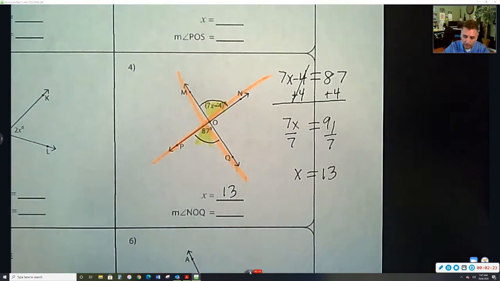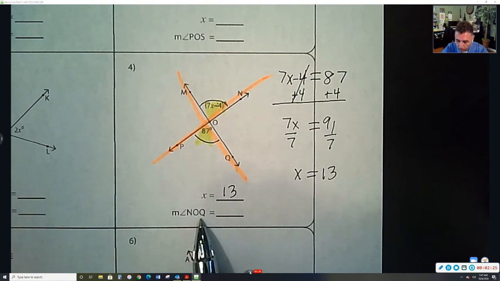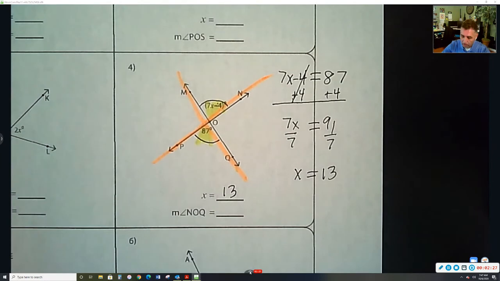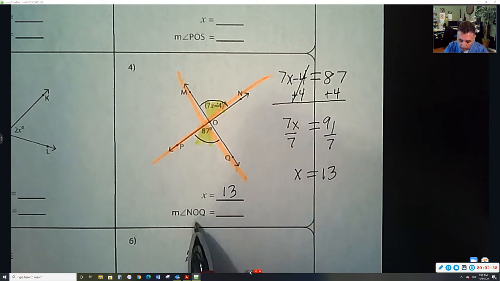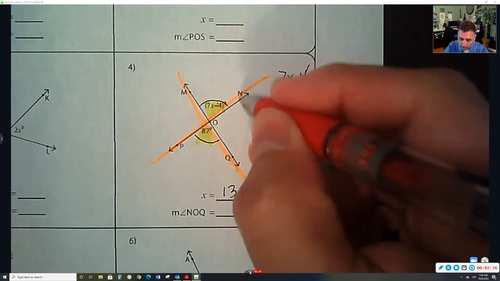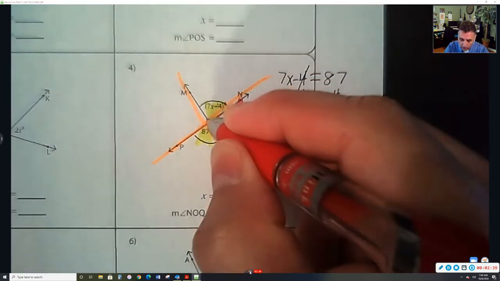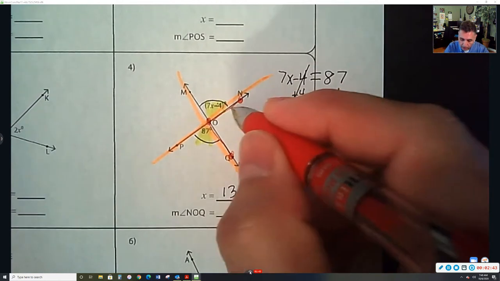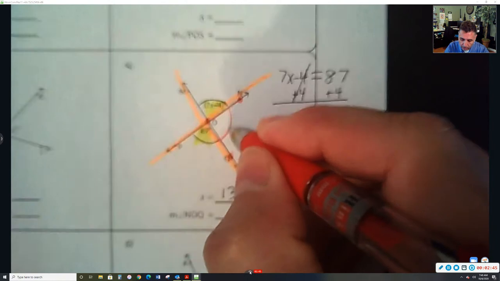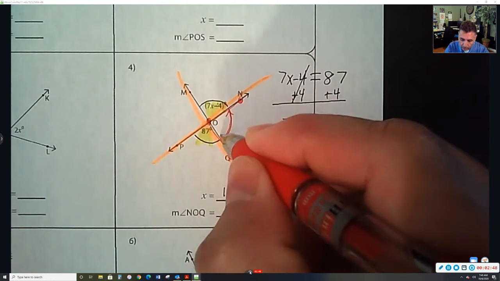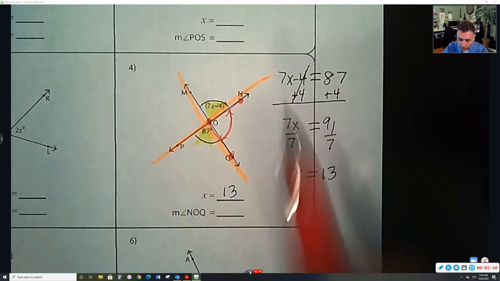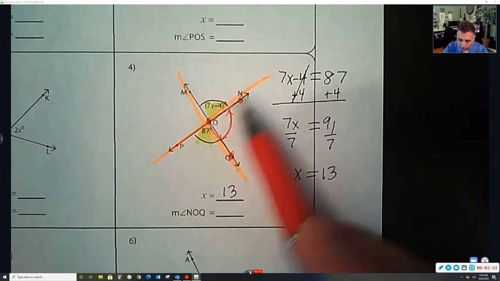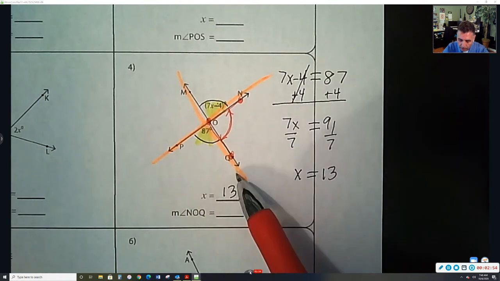And then the second part of this, it says find the measure of NOQ. Okay, so it's helpful if we can identify where the angle is, NOQ. And to identify it, it's easy. You're just going to trace the letters. N is here, O is here, and then Q is here. Okay, that angle is this opening. And it's closed off by this ray and this ray.